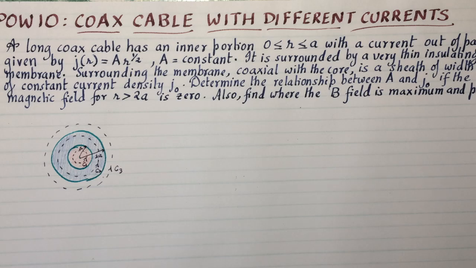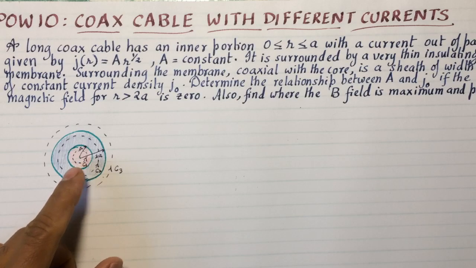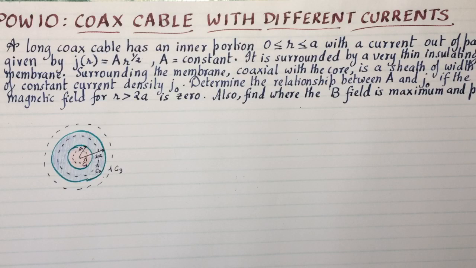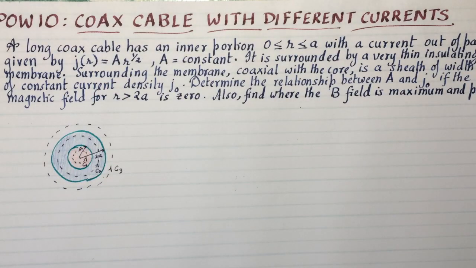Let's look at this problem which asks us to find the magnetic field everywhere of a coaxial cable. It's got an inner portion which carries current out of the page. I've shaded that with a little pink color. And that current density is not uniform. It's given by A times r to the power 1/2, where A is a positive constant.